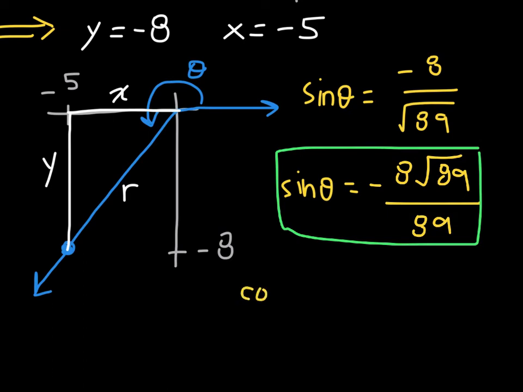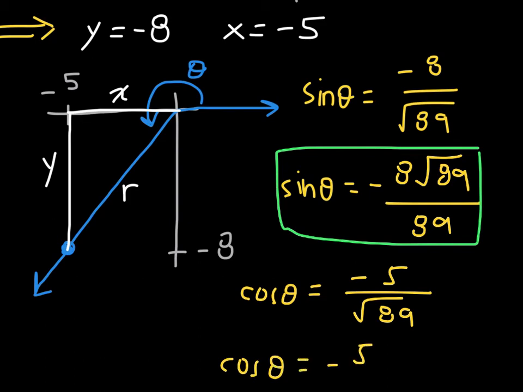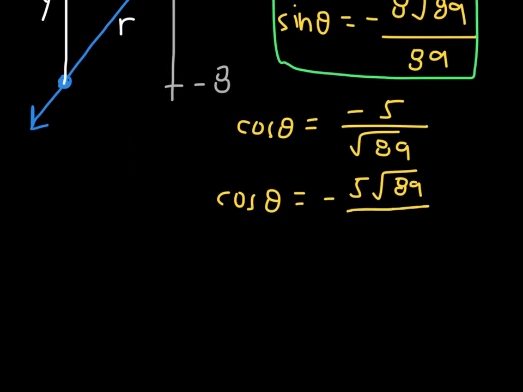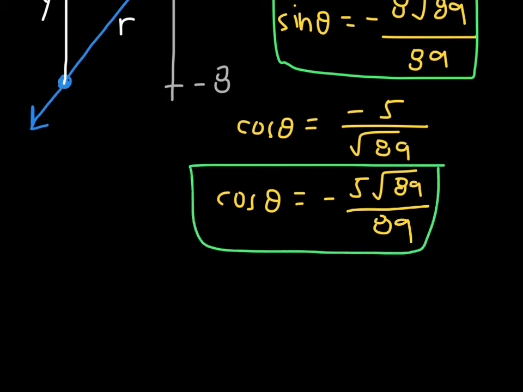Cosine of theta is x over r, so it'll be negative 5 over the square root of 89. Same thing, let's rationalize. Final answer for cosine of theta is negative 5 root 89 over 89. So this is our final answer for cosine of theta. Remember to always simplify your results.